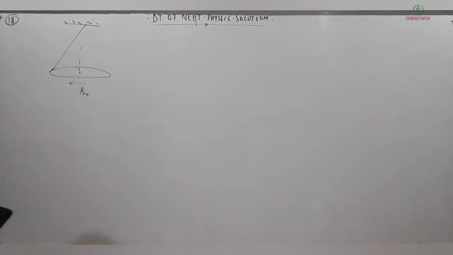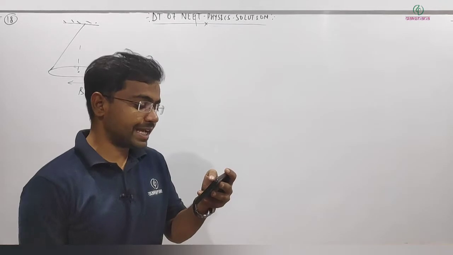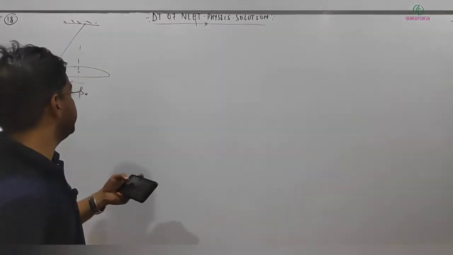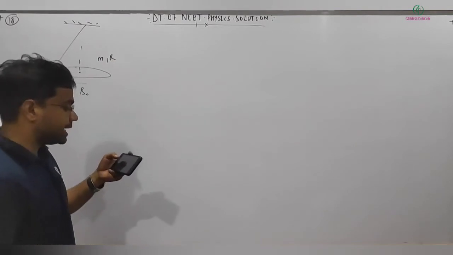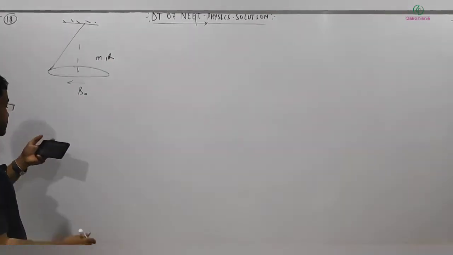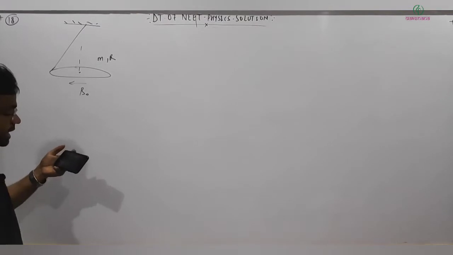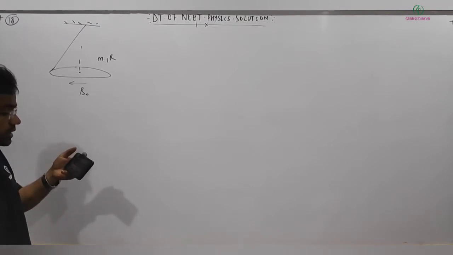Okay, next question number 18. A uniform current carrying ring of mass m and radius r, so this is a ring of mass m and radius r, connected by a massless string as shown in the figure. A uniform magnetic field B exists in the region. To keep the ring in horizontal position, the current in the ring is, okay.